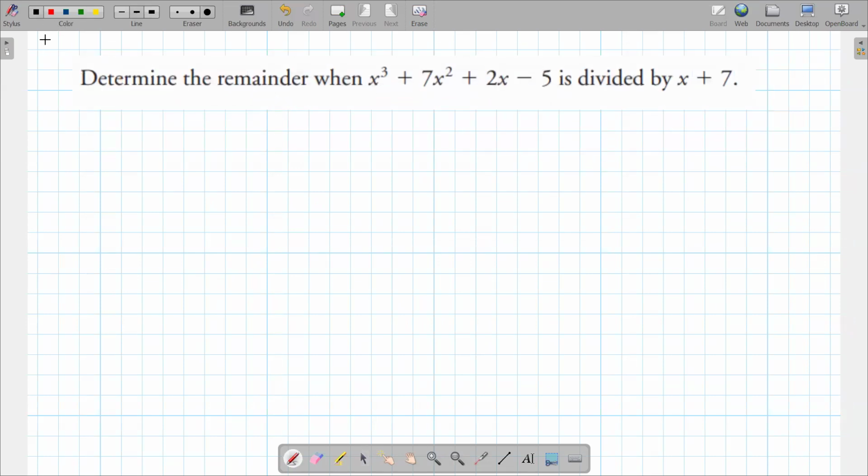Okay, this question says determine the remainder when you have this being divided by x plus 7. How do we do this question? You can use synthetic division, right? But what you could do actually is use the remainder theorem, which says this.